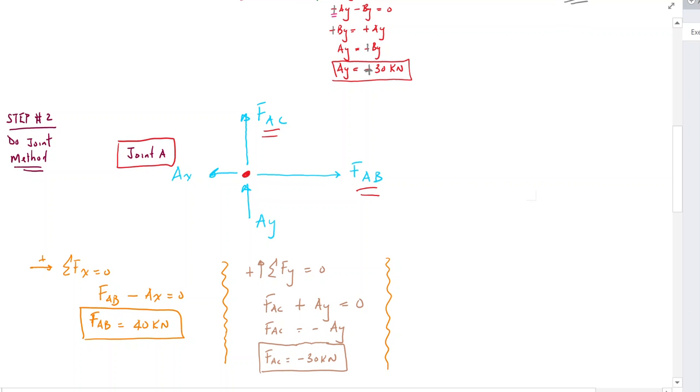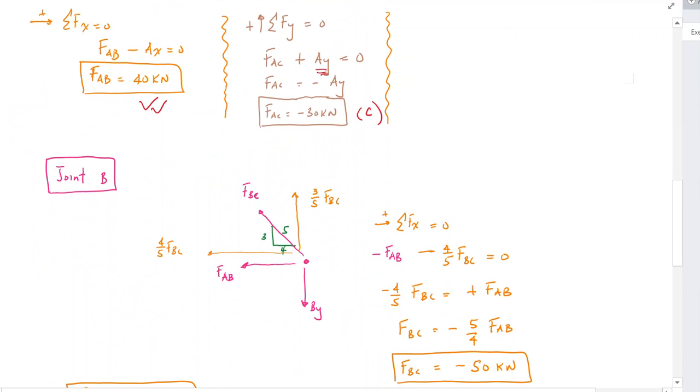Now, I can use my equilibrium equations, the sum of the forces in the X direction. Since I already know what AX is, I can find FAB, which we found here. Then the sum of the forces in the Y direction, since I know what AY is from my support reaction, I know what FAC is. And FAC is in compression. Keep that in mind.